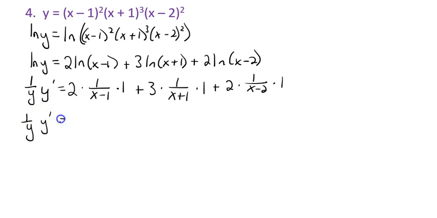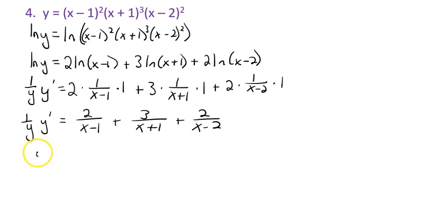I am going to simplify this. I can say that this is 2 over x minus 1 plus 3 over x plus 1 plus 2 over x minus 2 and clean it up a bit. I'm still going to continue this by multiplying both sides by y. So I end up with y times that whole thing.